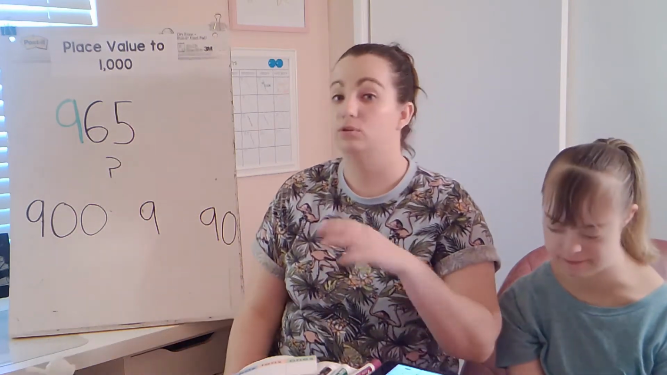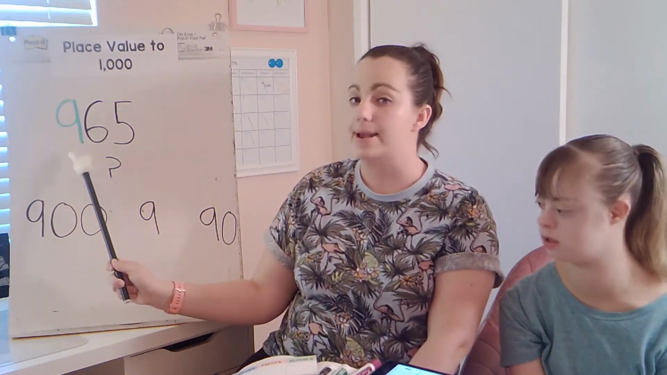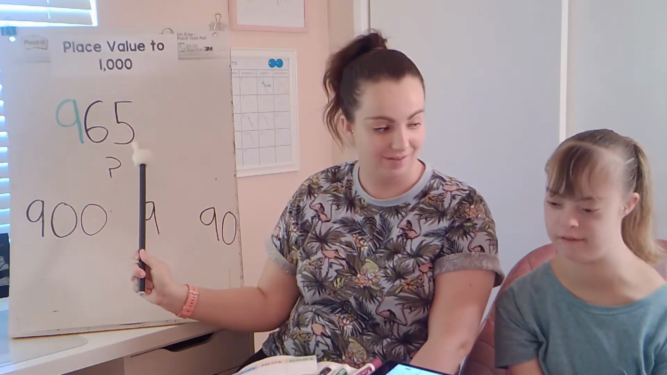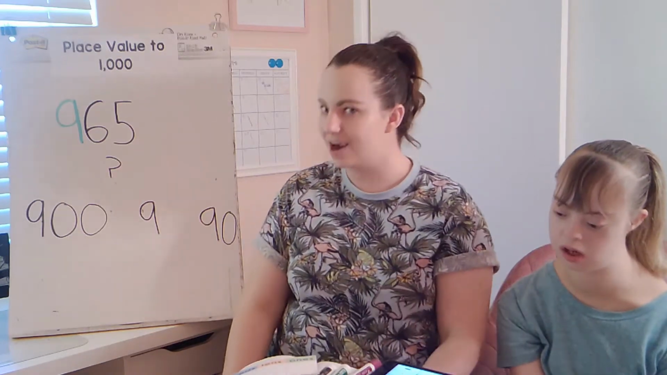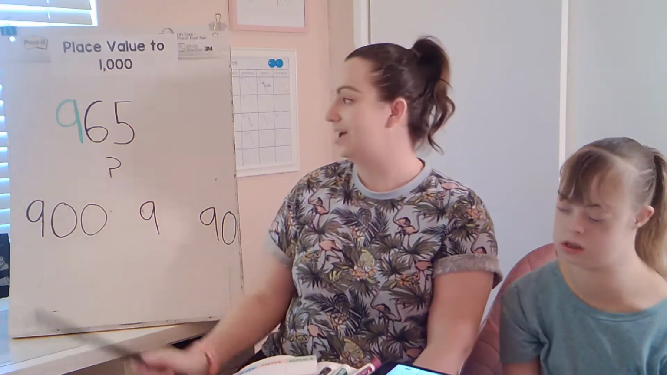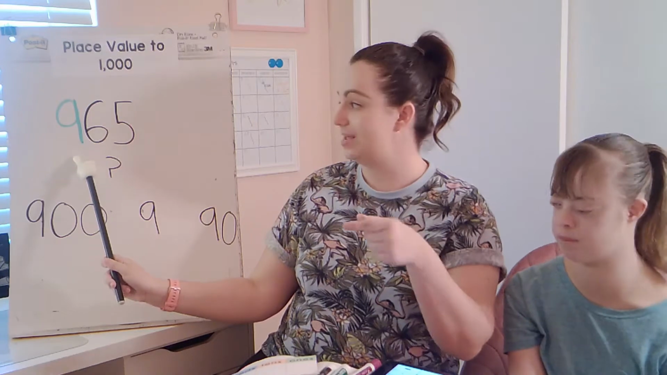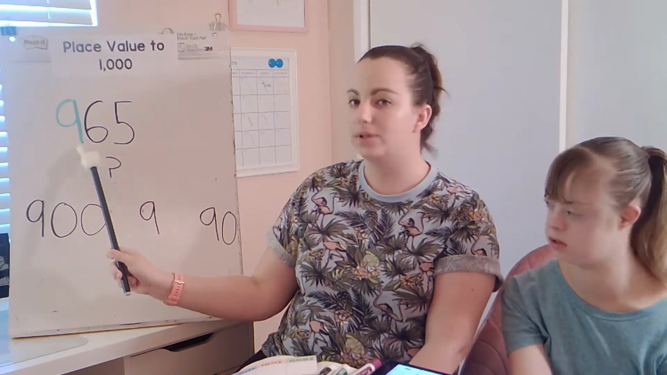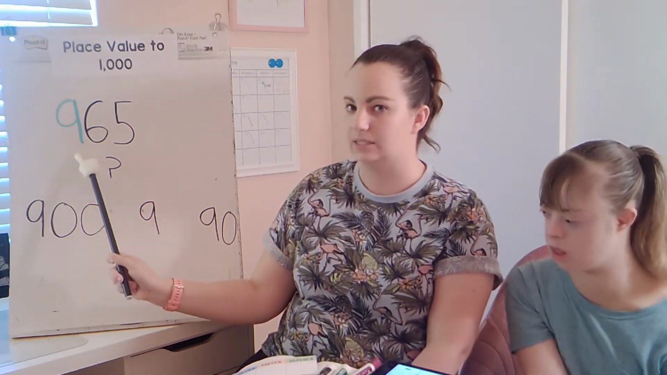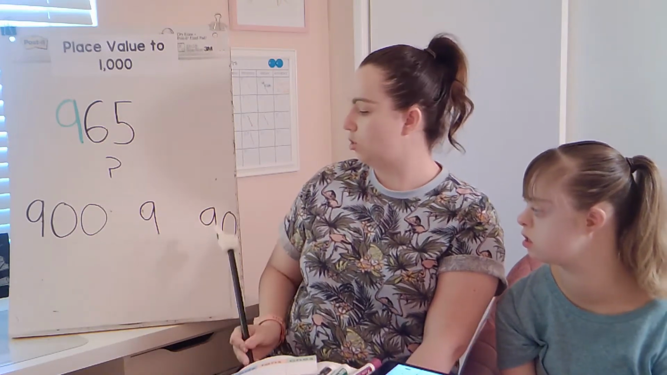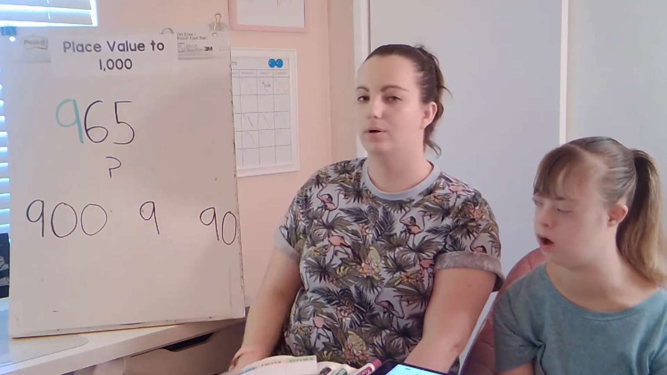965. If you didn't get that the first time, that's okay. Let's practice again. Say 965. Even just saying it, it's giving you big hints to what the place value of each number is. Now, our green digit is 9. So we need to circle if what 9 represents, what 9 stands for, is 900, 9, or 90.